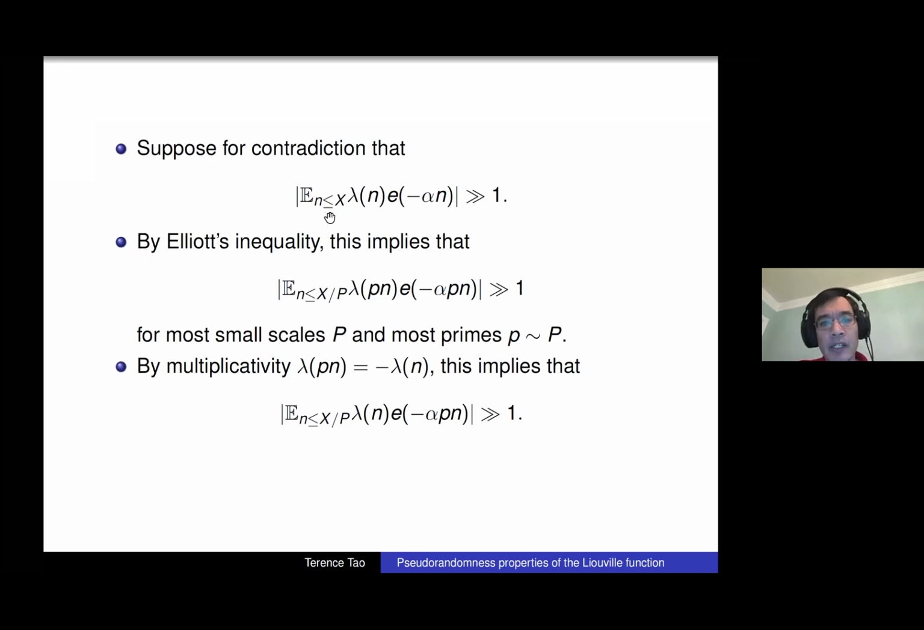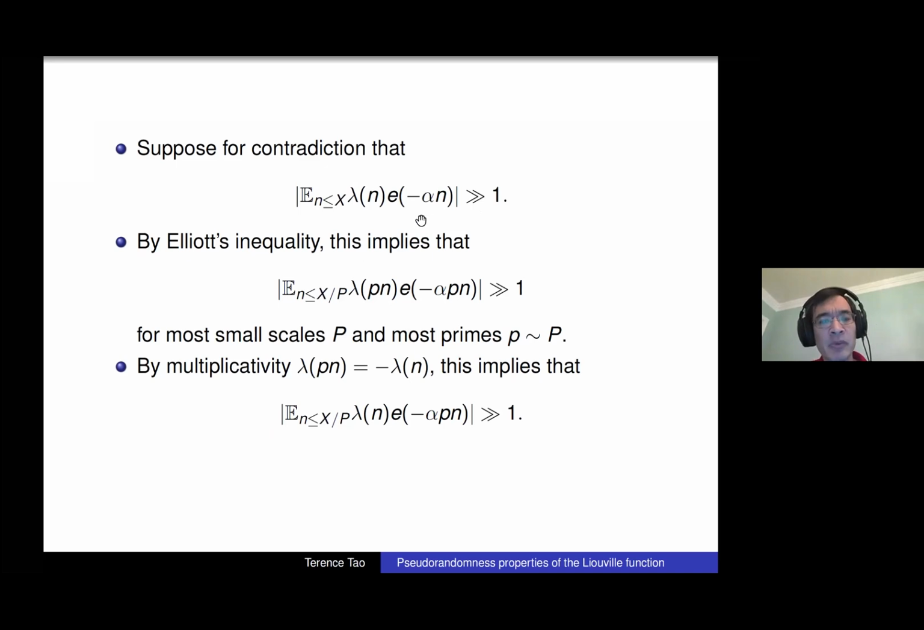So suppose that we don't have decay. Suppose that this average is big. By the way, of course, the randomness principle that I mentioned earlier predicts you should have lots of decay. In fact, we should have square root decay, but we can't prove that even on GRH. But suppose that there's no decay at all. Suppose that this is very large.